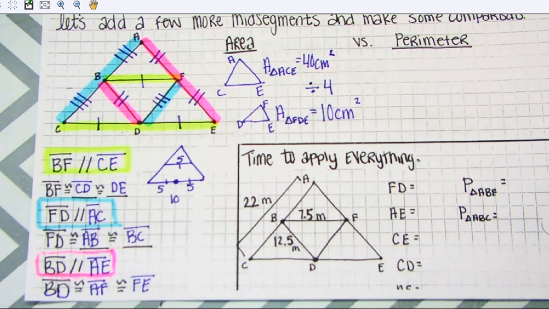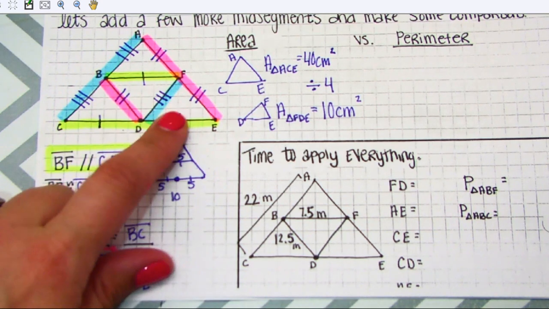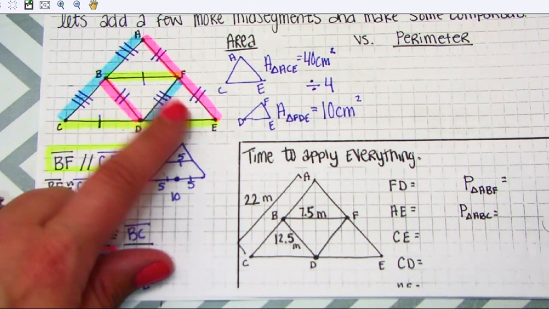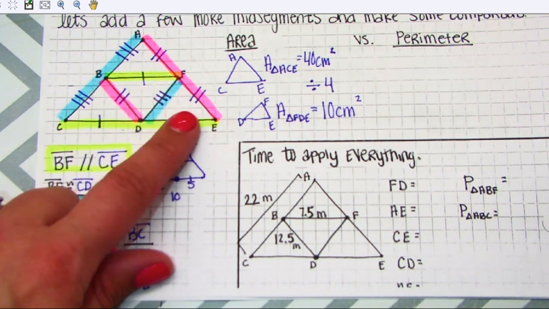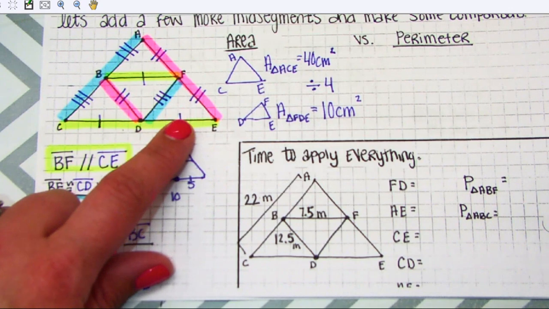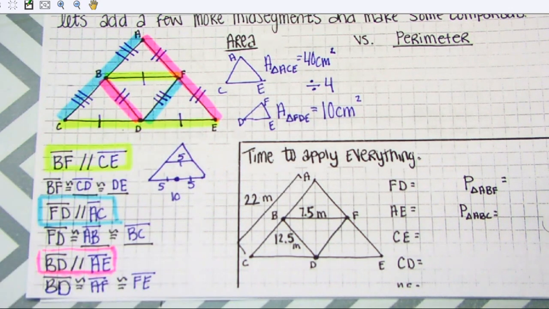So if I give you all the area and I just want a little triangle, I would divide by 4. What would the area be of 2 of these triangles together? I want the area of both of these. How much would 2 of them be? 20, because 10 plus 10 is 20.